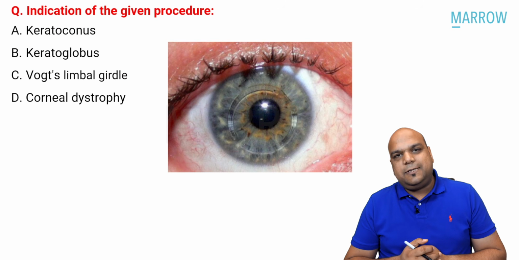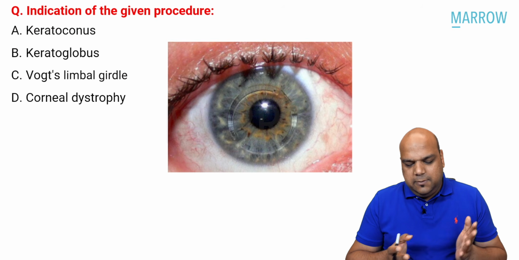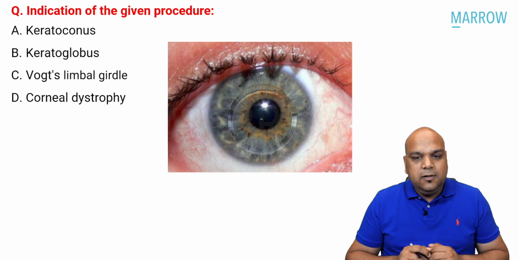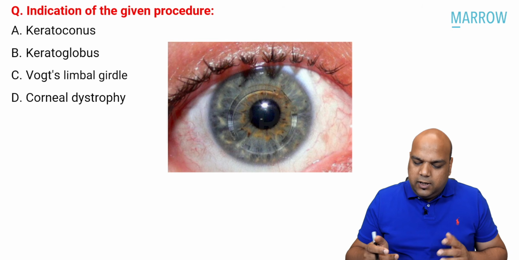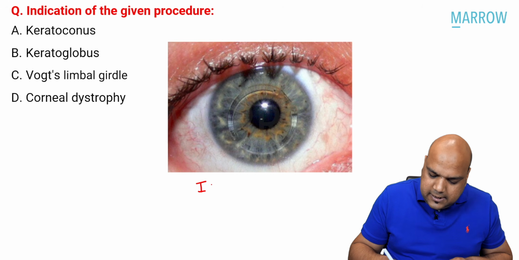Next, third question. Indication of the given procedure. I think this was the easiest question. You just had to see the image, you just had to answer. So what is the image? What is the image showing you? It is showing you a cornea with some kind of a ring in it. What is this? That's all you need to identify. So this is Intacs.